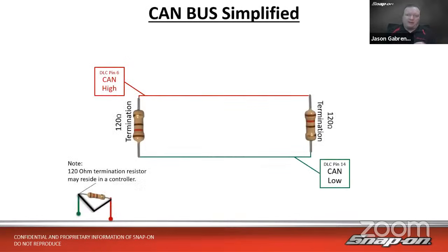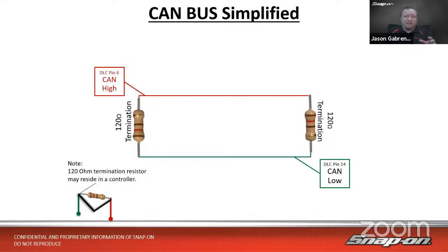So here's a simplified graphic of a CAN bus. We have CAN high, as we said, that terminates on DLC pin 6, and then DLC pin 14 terminates with CAN low. More often than not, that 120 ohm resistor we talked about across the end of the wires will be inside a controller. And if you have a CAN problem, more often than not, it's a controller.